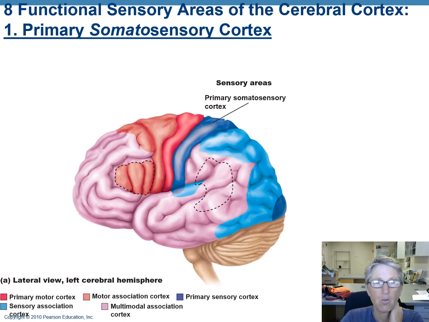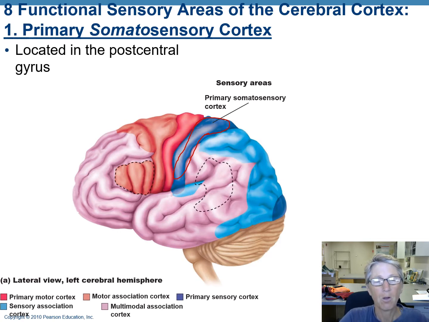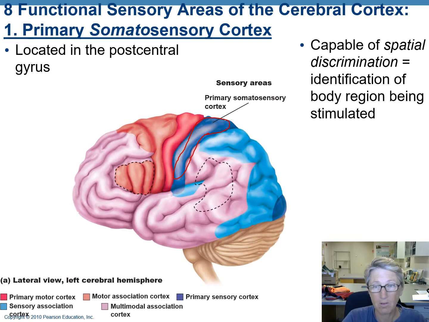So there's 8 functional sensory areas of the cerebral cortex, and the first functional area, number 1, is the primary somatosensory cortex, and that lives here in the precentral gyrus. Or, I'm sorry, I'm glad I have the notes. Not the precentral, but the postcentral gyrus. And this area, this primary sensory area or primary somatosensory cortex, is capable of spatial discrimination.